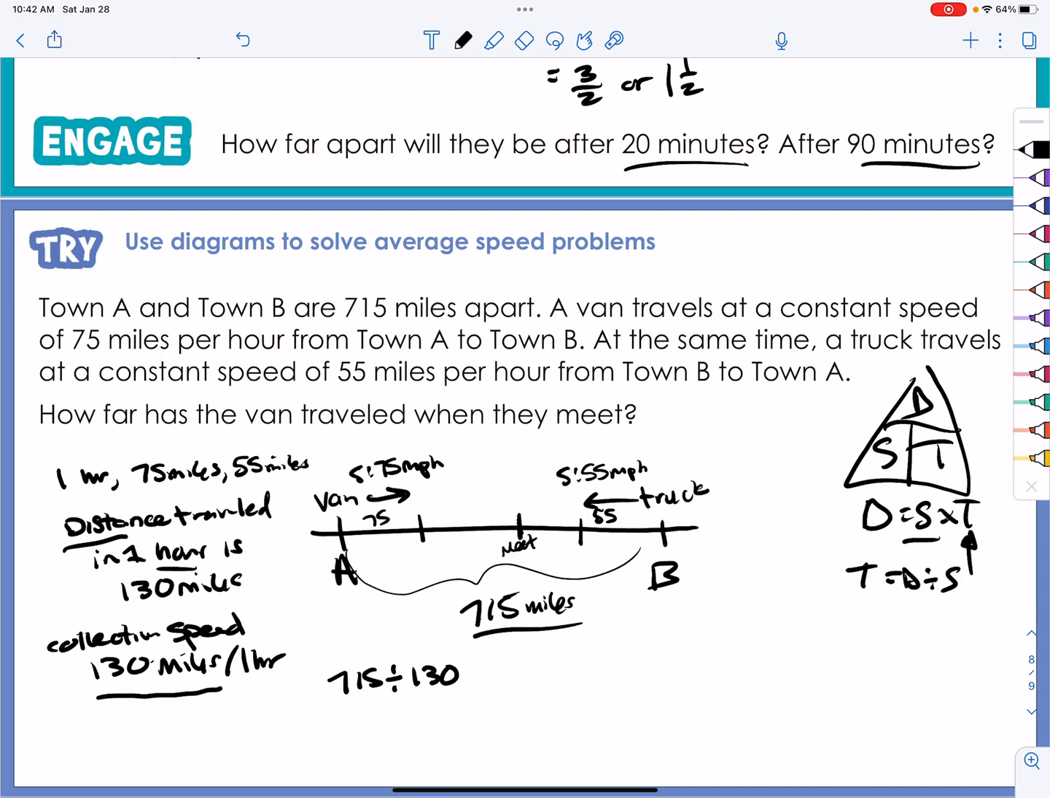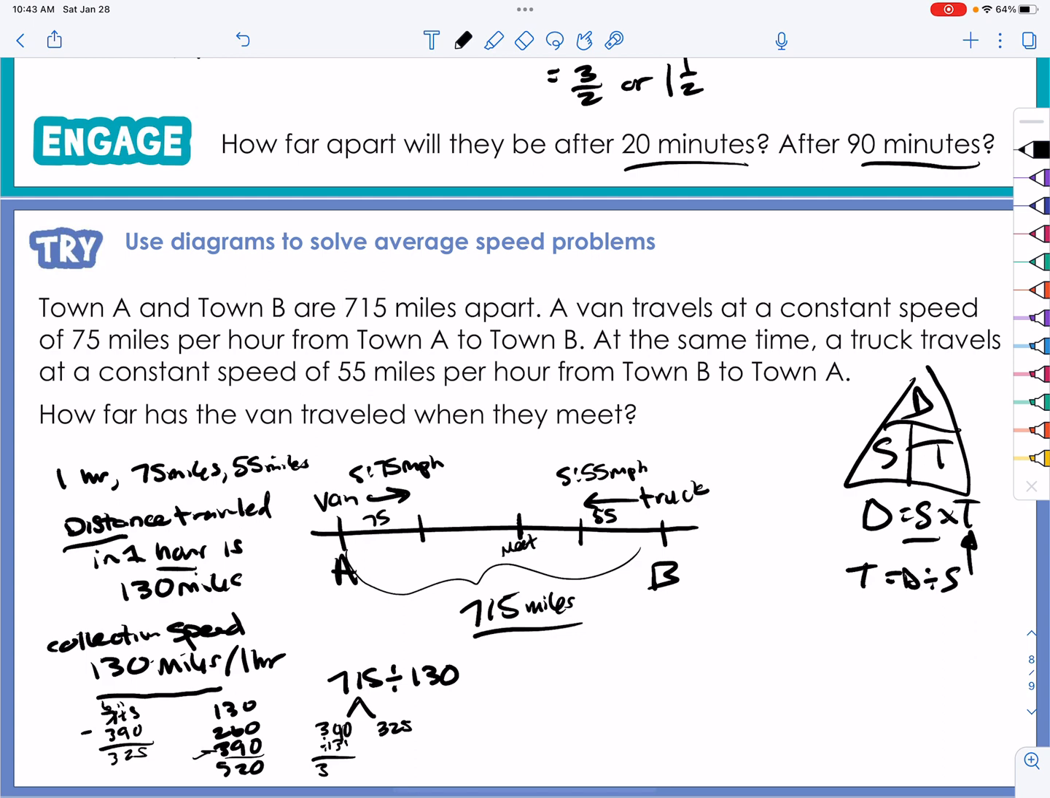So we need to do that division. 130, 260, 390, 520. I think I'm going to go with this 390. 390 divided by 130 is 3 hours so far. And 715 minus 390: 5 minus 0 is 5, 11 minus 9 is 2, 6. Okay, so 325 is remaining.